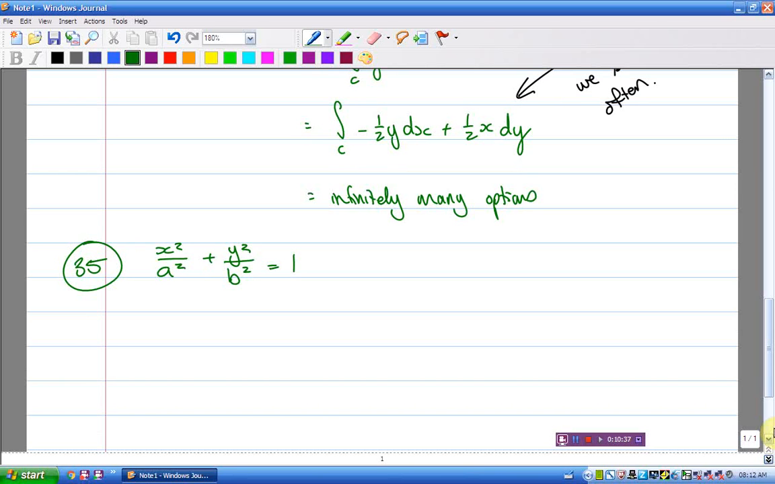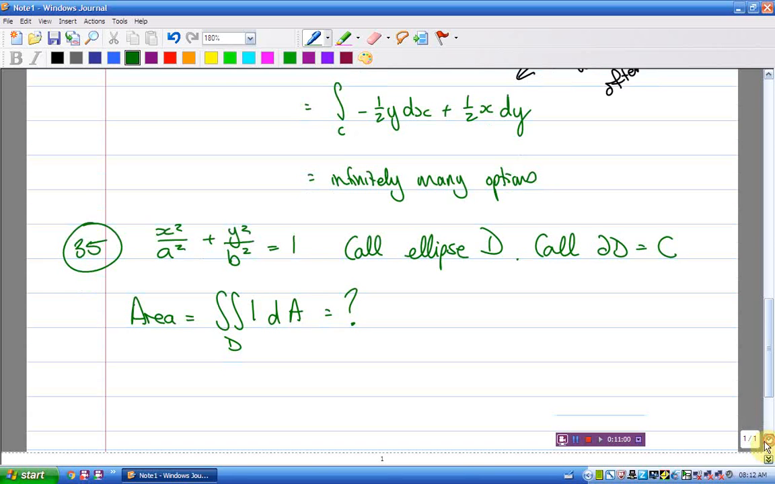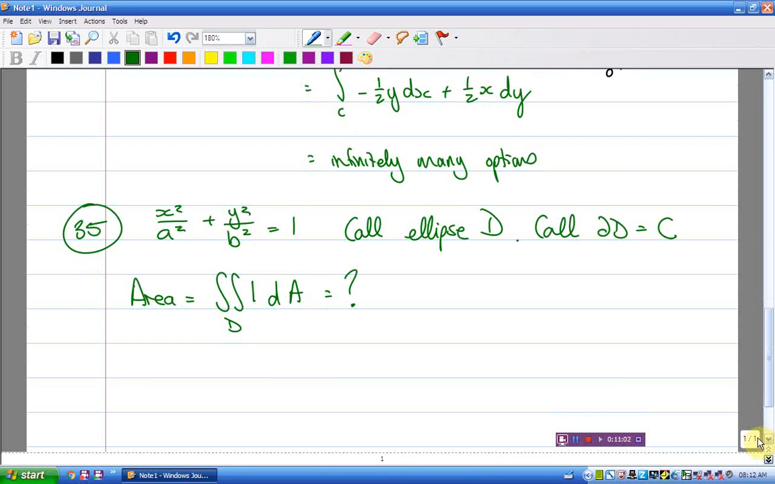Evaluate the area of the ellipse using Green's theorem. So the area of the ellipse is the integral of 1 dA, call the ellipse D, and call the boundary of D, C. All right. So now I want to turn it into a line integral, which is great. I can write down one of those formulas that I've just scrolled past. Well, I could write down the one at the top of the screen, or one of those in the box there on page 66.